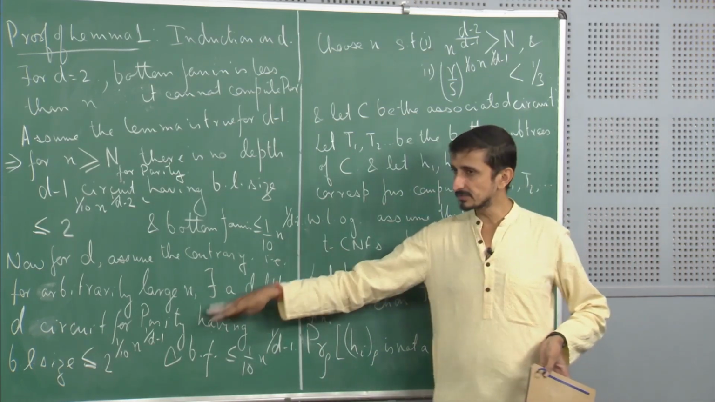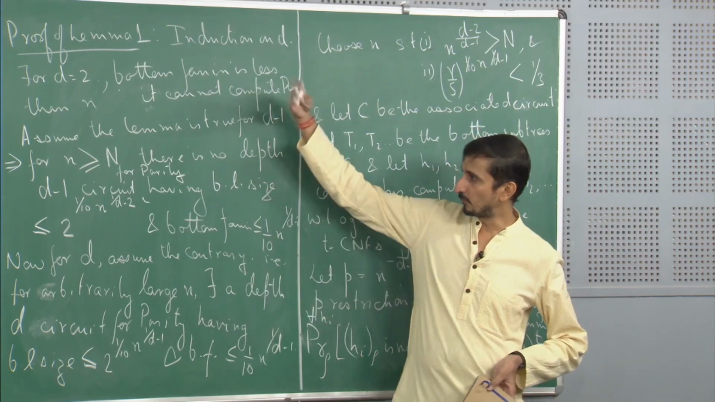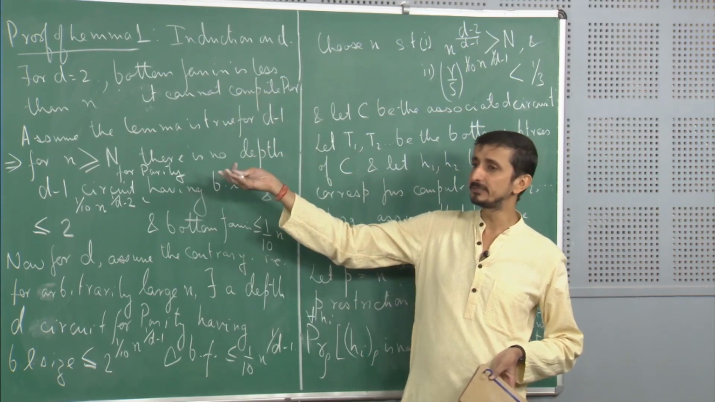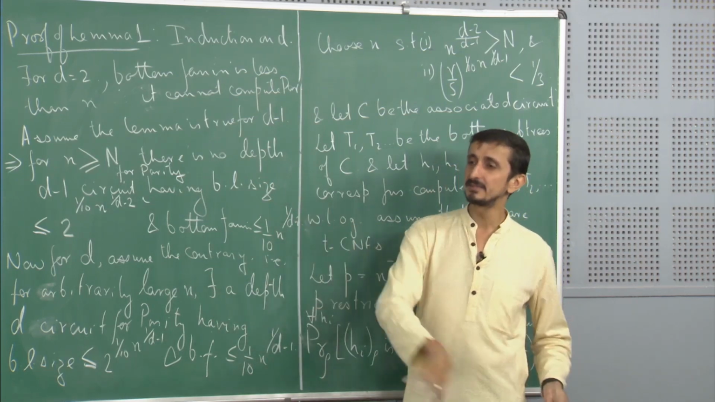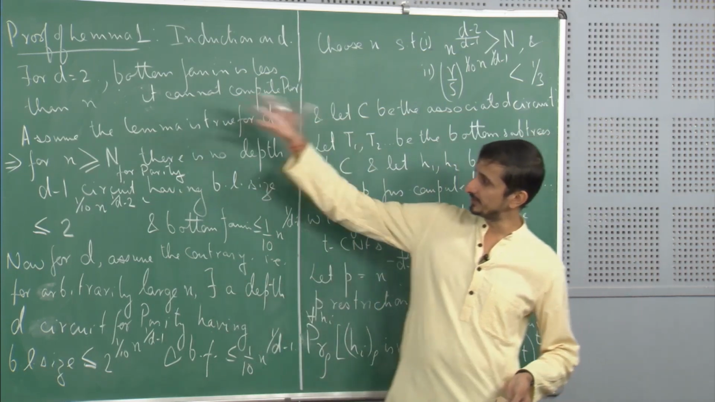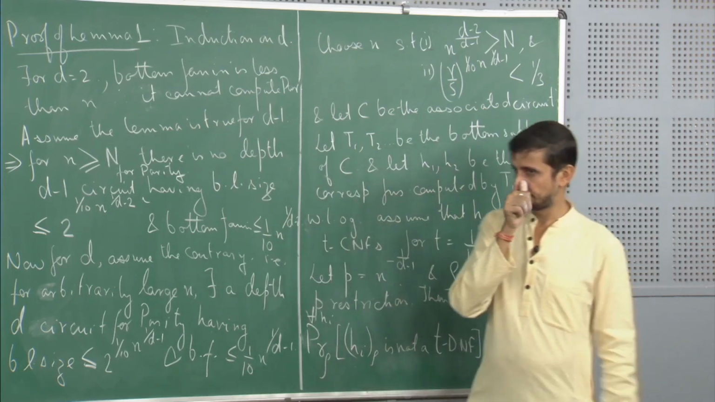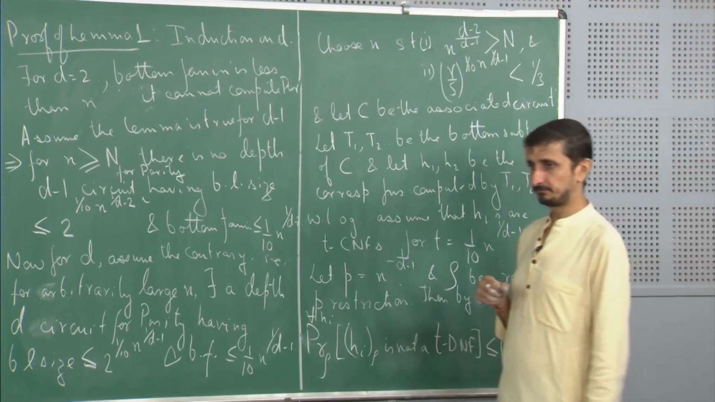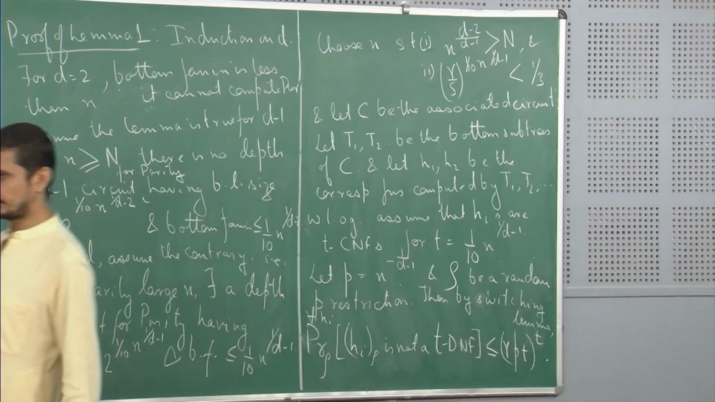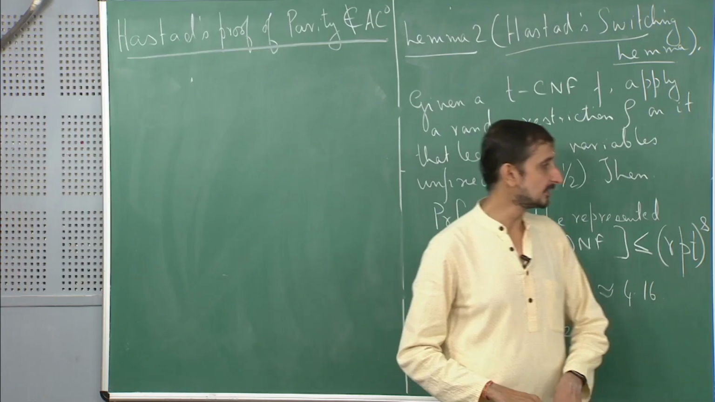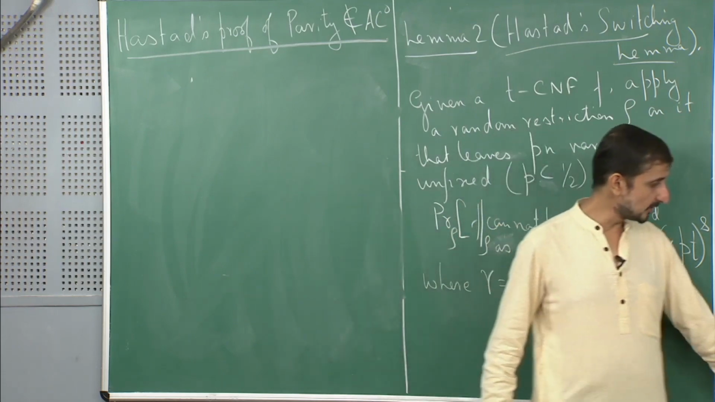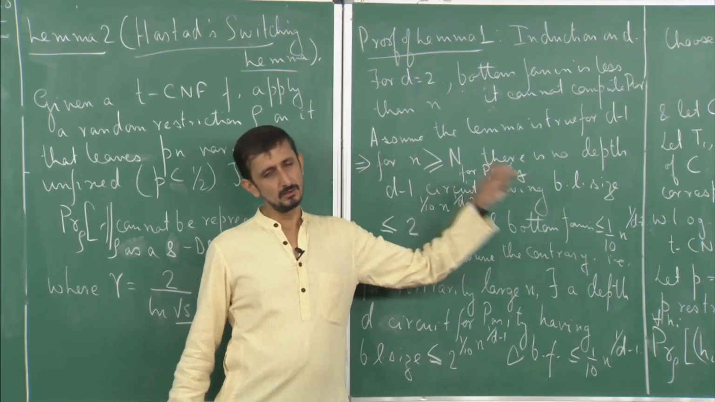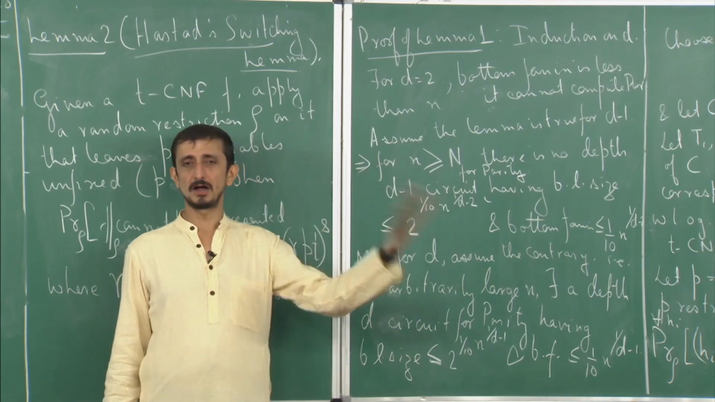We are assuming that there exists a circuit. What we want to prove is that there is no circuit of depth d which has this. Now we are saying suppose there is a circuit, then we will get a contradiction. We will see how we get a contradiction. You can think of it as size also. So what we are assuming is that there is a circuit which has bounded size and bounded bottom fan-in, which is able to compute parity for arbitrarily large n.